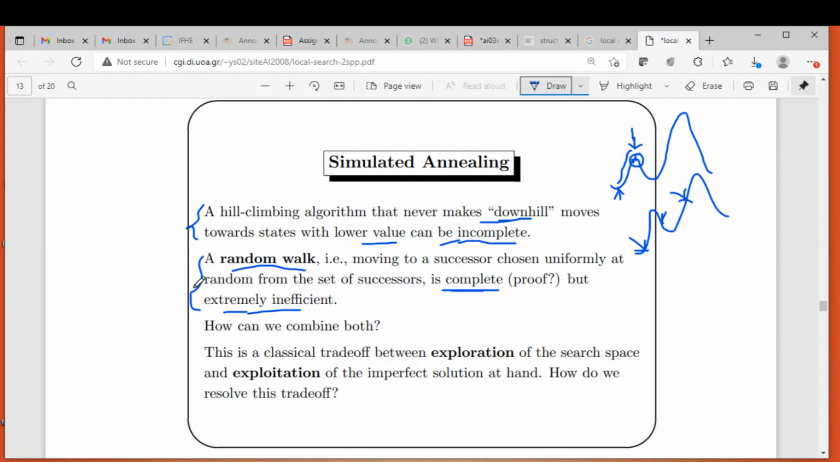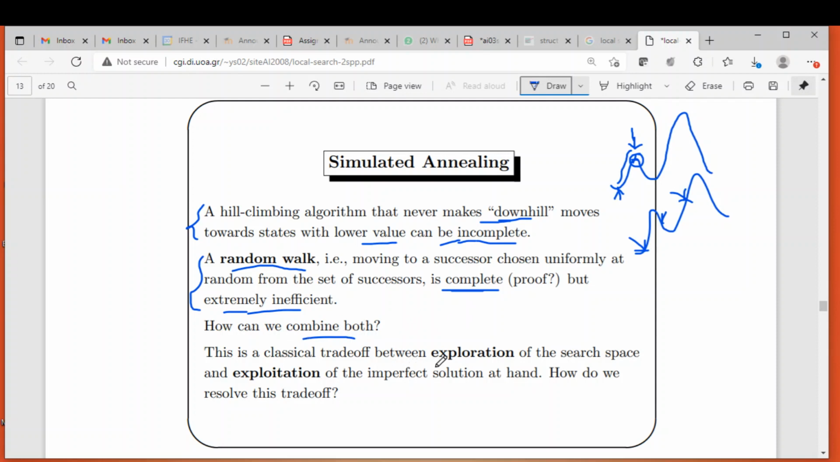Can we somehow combine both? Can we combine both, and can we try to take the advantage of both? Are you getting it? The advantage of this algorithm is its completeness. The advantage of the other is that it always tries to move to the better state. It never comes down. So can we take the advantage of both?